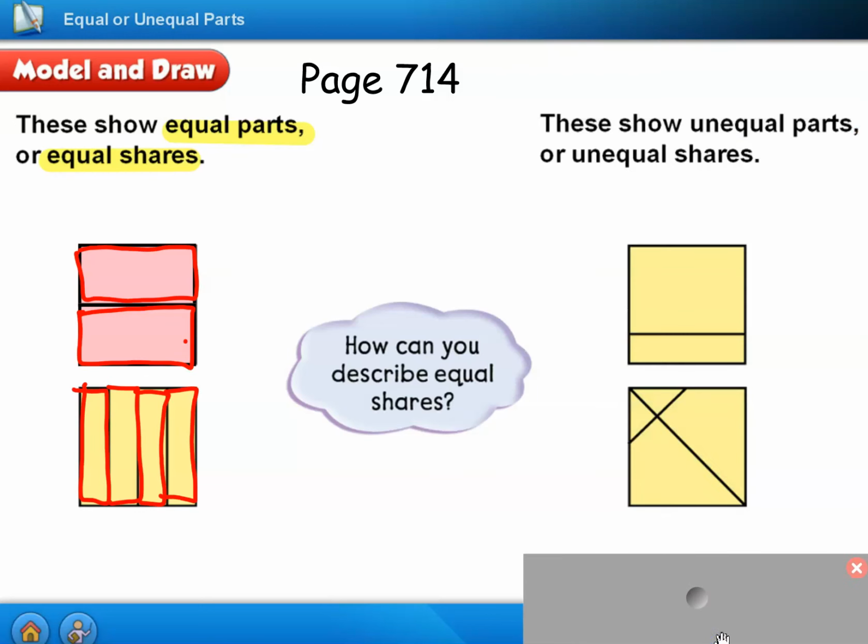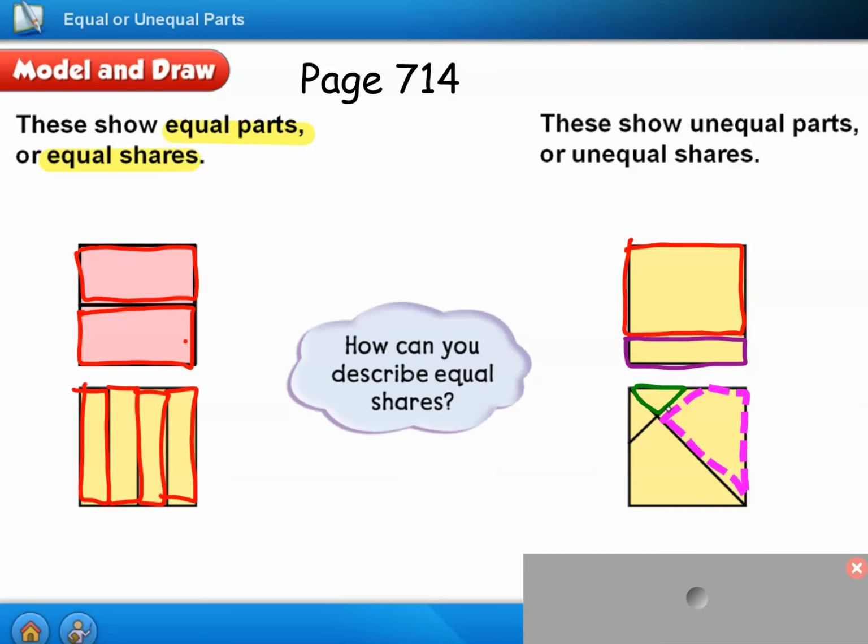Well, however, these squares show unequal parts or unequal shares. That means they are not the same size. One part is smaller or bigger than the other. This part of the square is bigger than this part of the square, right? So these two squares show unequal parts or unequal shares.